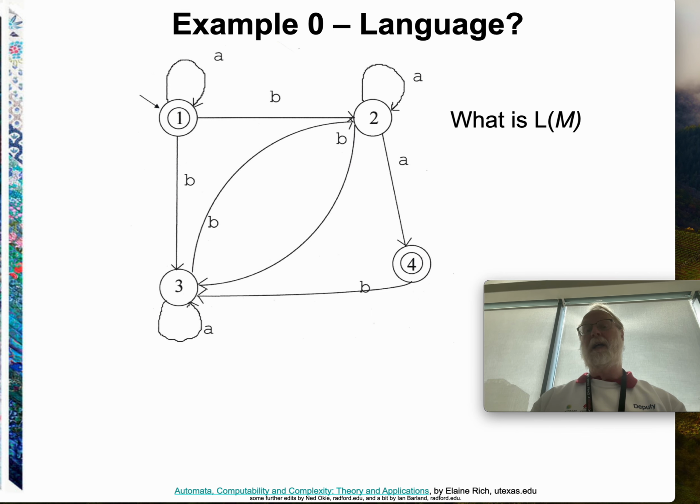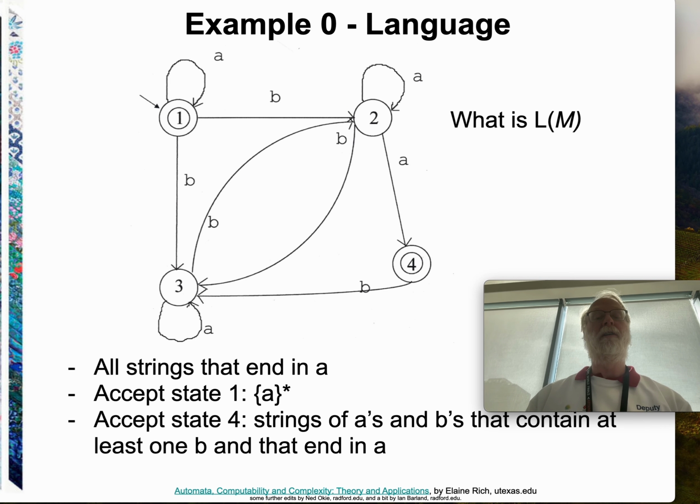I'm going to give it away right now. It turns out it's all strings that end in an A. Pretty complicated machine to do that. There are simpler machines whose language is the same as this. But it turns out state 1 accepts strings that are entirely A's. You just start here, you read 0 more A's and no B's at all. So that leads you to state 1.